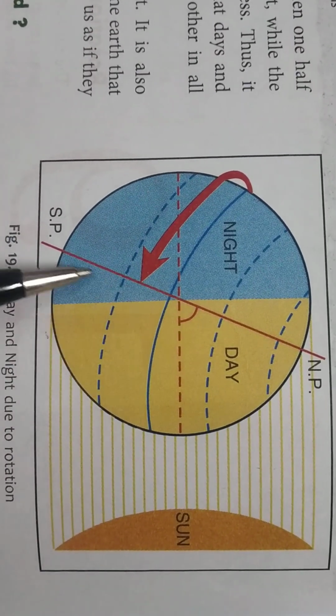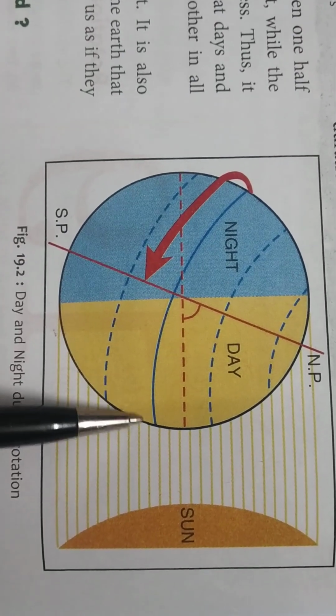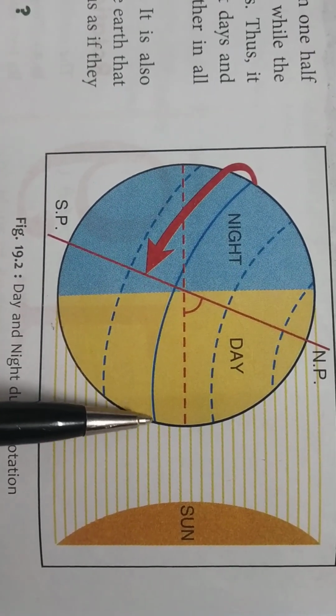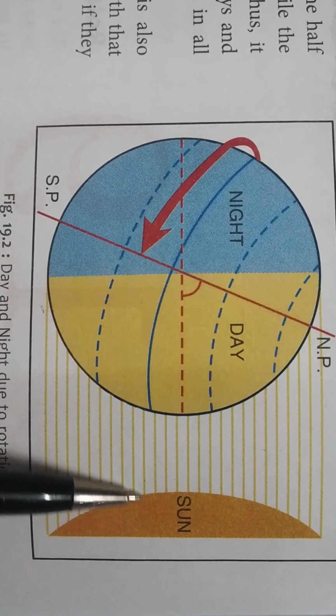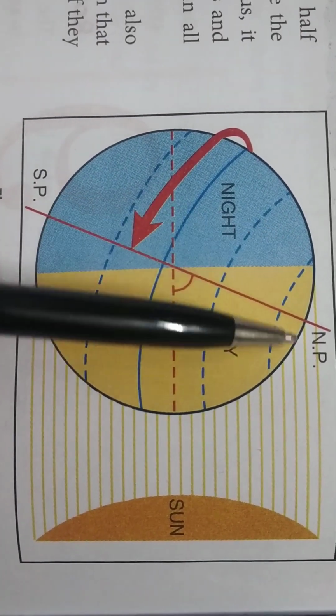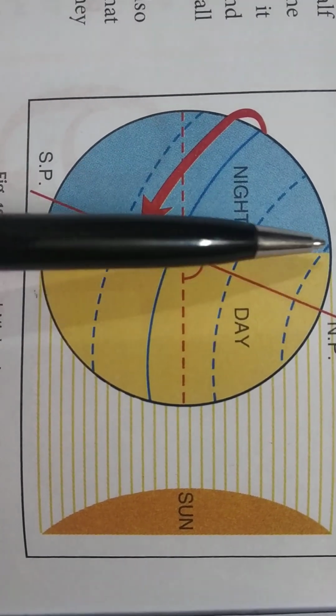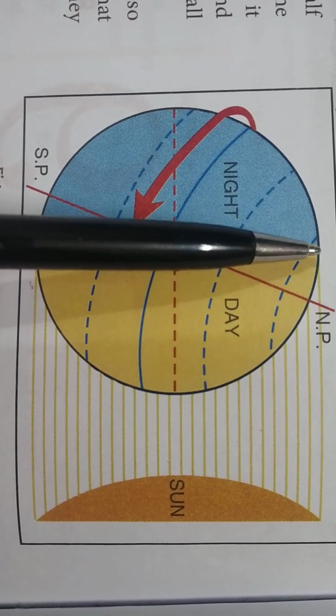So this is the Earth's axis and this dark blue line is the Earth's equator, and you can see the sun rays are falling on equator directly, and the south pole is near to the sun while north pole is away from the sun.